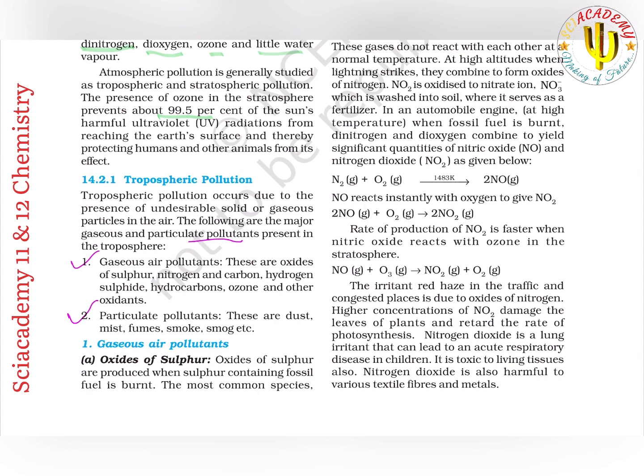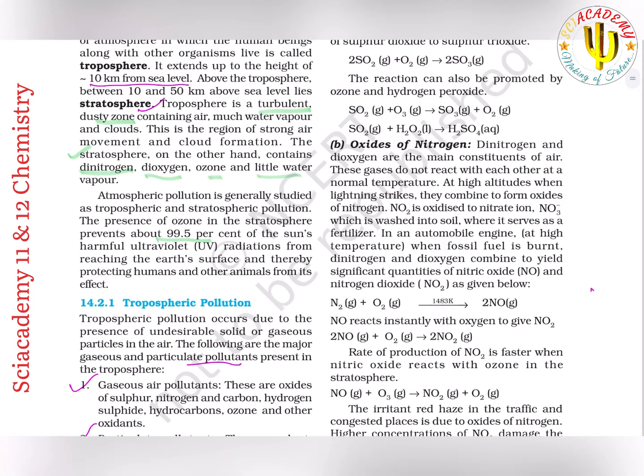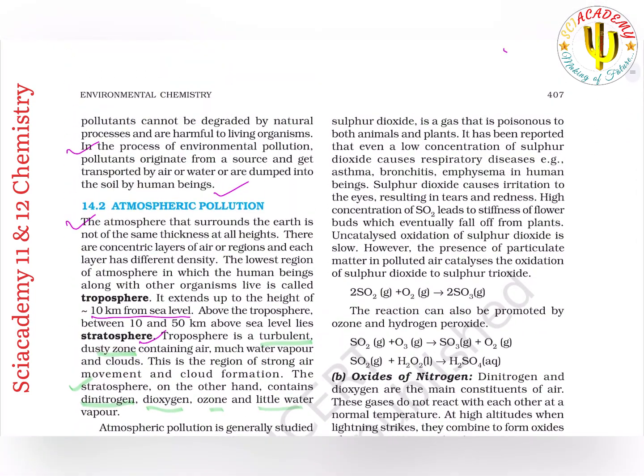Point number one, gaseous air pollutants. A. Oxides of sulfur. Oxides of sulfur are produced when sulfur containing fossil fuel is burned. The most common species, sulfur dioxide, is a gas that is poisonous to both animals and plants.